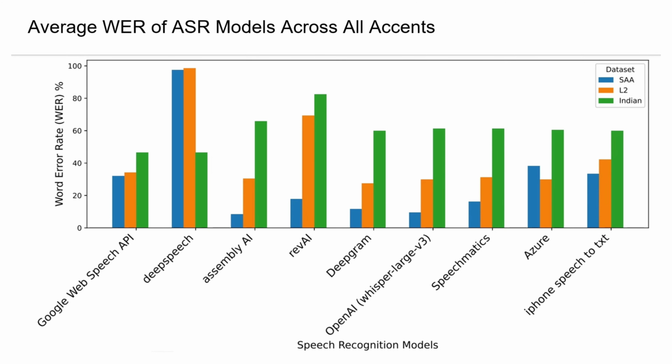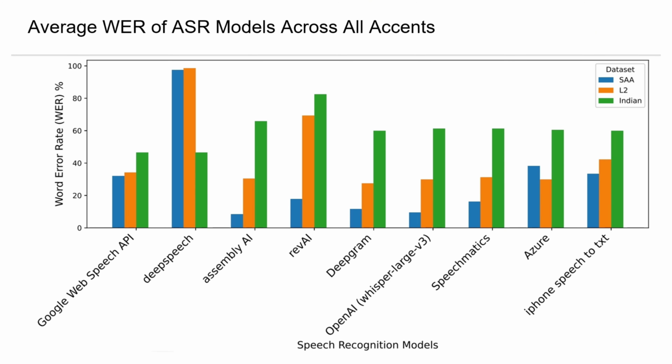This last figure compares ASR performance across different datasets, namely the Speech Accent Archive, L2-ARCTIC, and an Indian accent dataset. The most striking observation is that WER for the Indian accent dataset is significantly higher across all models, indicating that Indian accented English presents a considerable challenge for ASR systems.